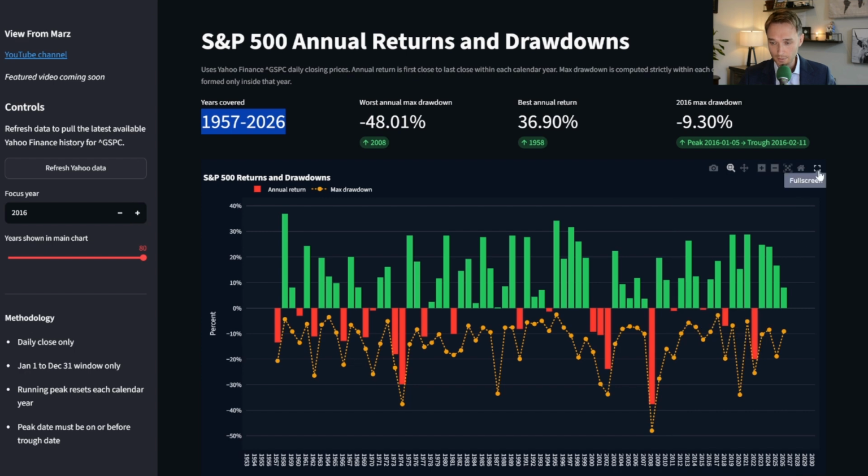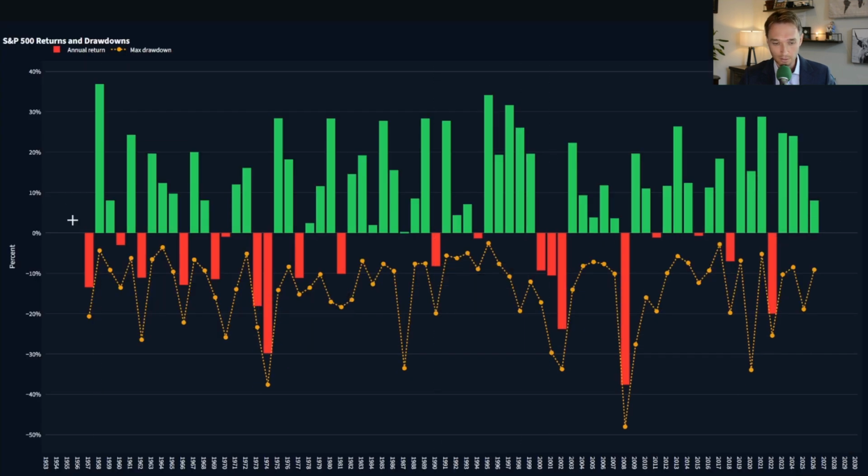So what you're looking at, this big chart here, the returns are the bars, and the orange dots are the drawdowns for each year. You can go ahead and play around with this. You can look at, for example, 2017, pretty juicy year, right? We only had a 2.8% drawdown with a nice 18.42% return.